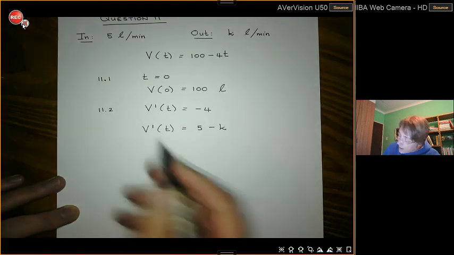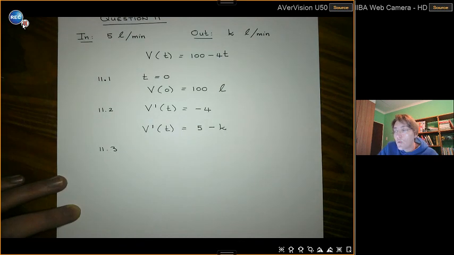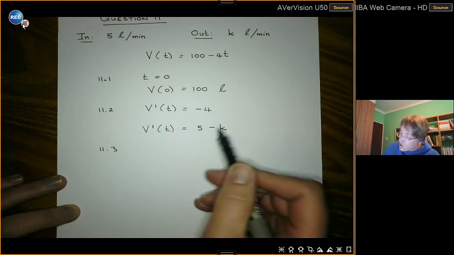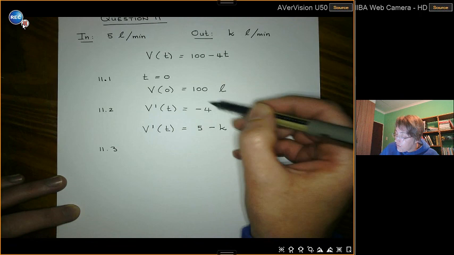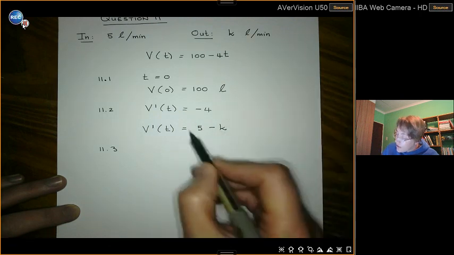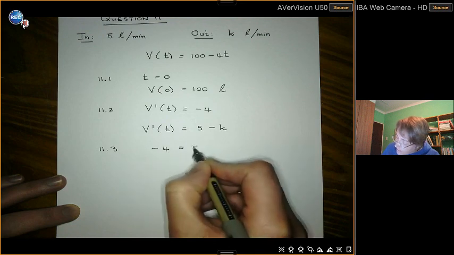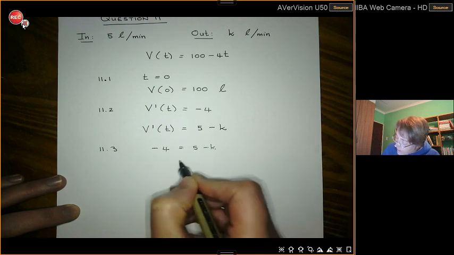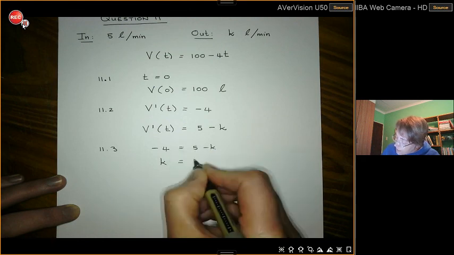And that is why 11.3 then asks you, determine the value of k, that is the rate at which the water flows out of the tank. So what you can do now is say that I've got minus 4 as my rate of change, and I've got this one also as my rate of change, so I can just set them equal to each other. Which means k is then going to be equal to 5 plus 4, which is 9.